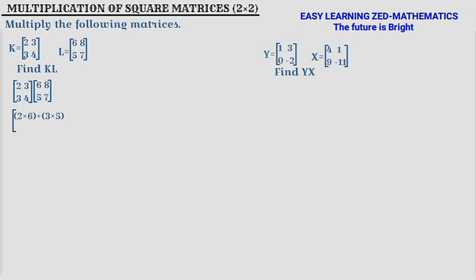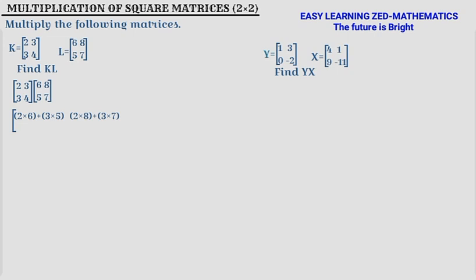Okay, so now we are going to leave a gap in between there, because we are trying to find an element that will occupy the 1,2 position in our final answer. So we're going to multiply 2 multiplied by 8 plus 3 multiplied by 7. Then we are done multiplying the first row in the first matrix by the 2 columns in the second matrix.